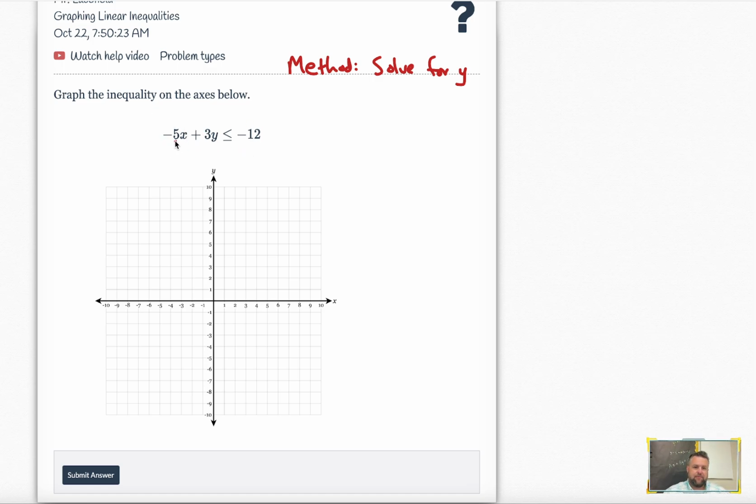Next thing I'm going to do is I'm going to take my minus 5x here. I'm going to add 5x to both sides. So now I'm left with 3y less than or equal to negative 12 plus 5x. Then I'm going to divide everything by 3. And what that's going to do is it's going to give me this inequality.